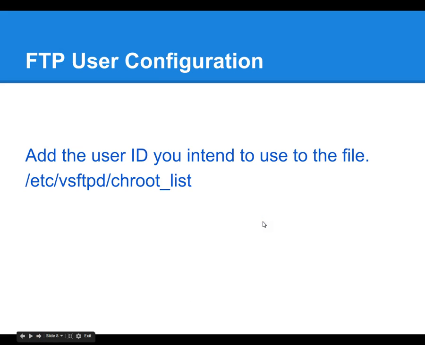Once you've uncommented the lines of code, you can also add the user ID that you intend to use for FTP purposes. You can basically edit the chroot_list, which is located in the /etc/vsftpd directory. And again, all you're going to do is add a user ID to that file.